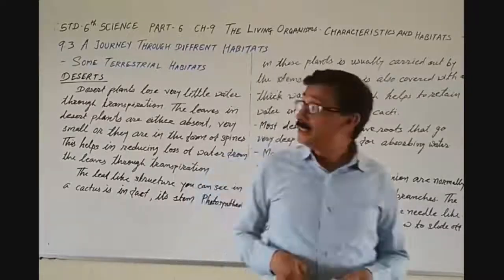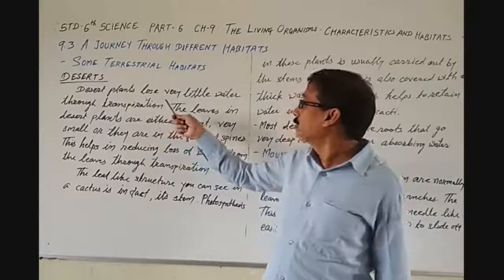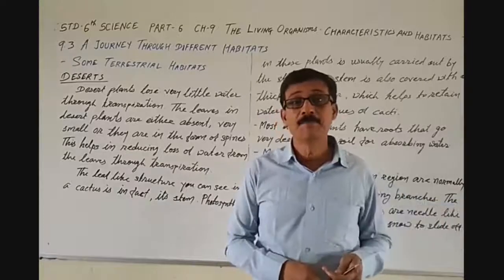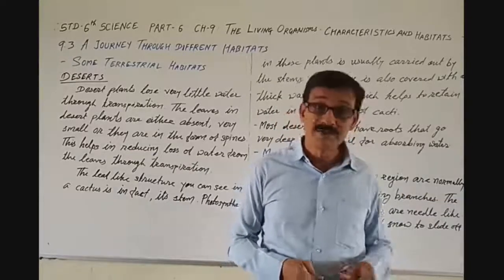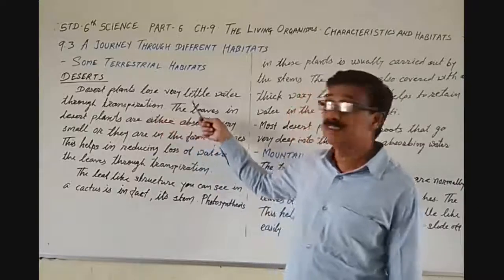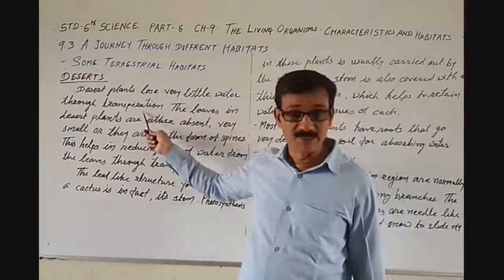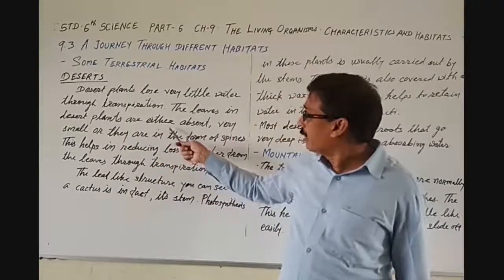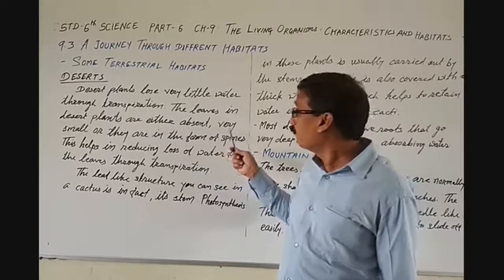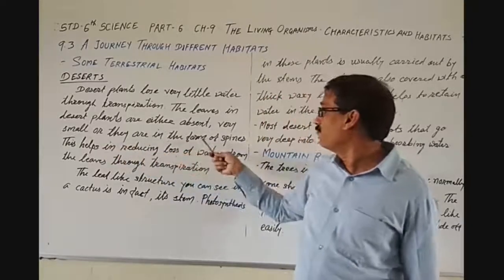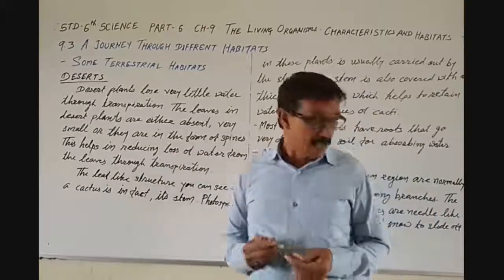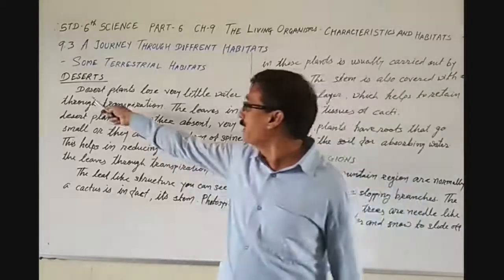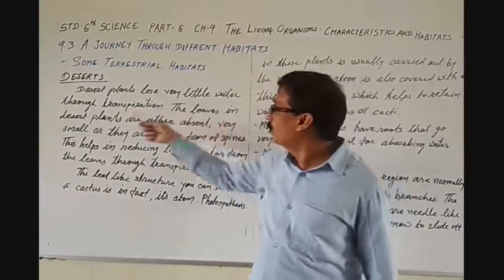So, desert plants lose very little water through transpiration. That is what we discussed in the activity also. That is why desert plants lose very little water through transpiration. The leaves in desert plants are either absent or very small, or they are in the form of spines. Remember well. And underline these things also from here. Desert plants lose very little water through transpiration.